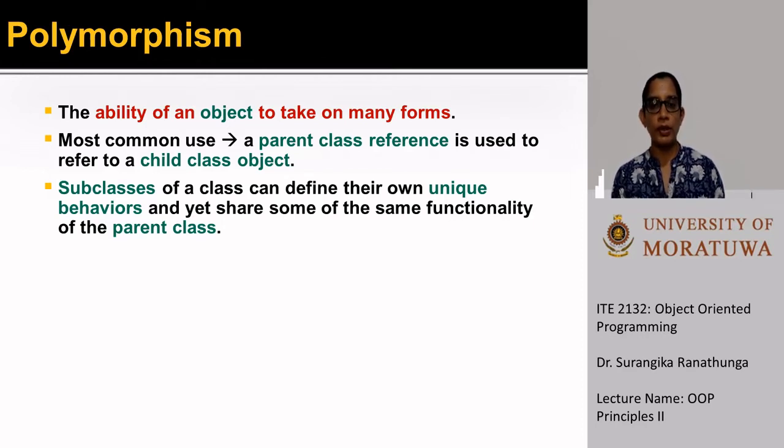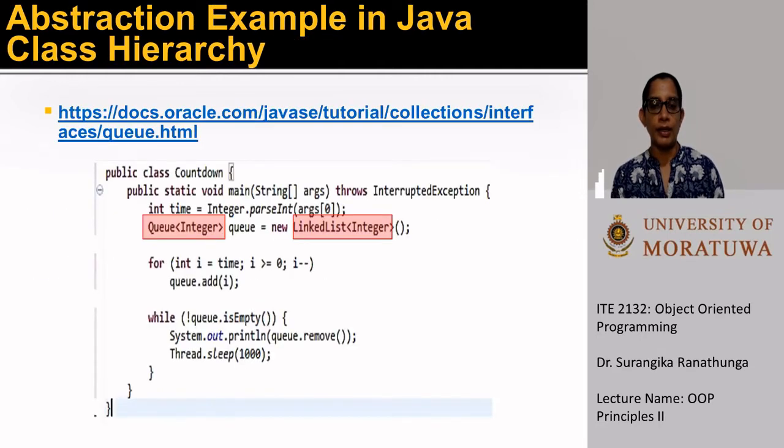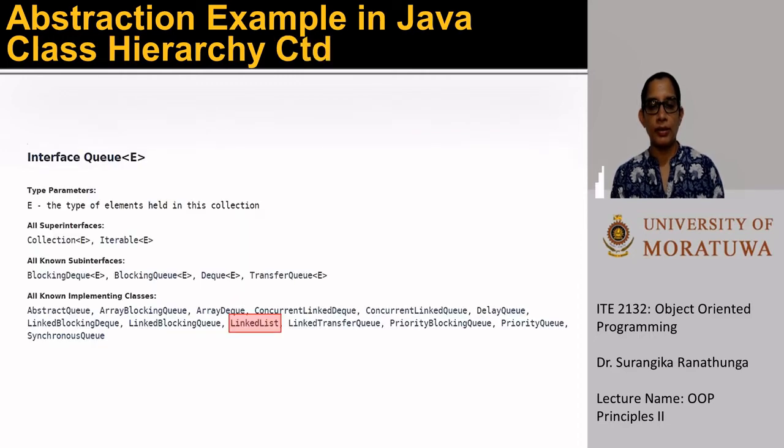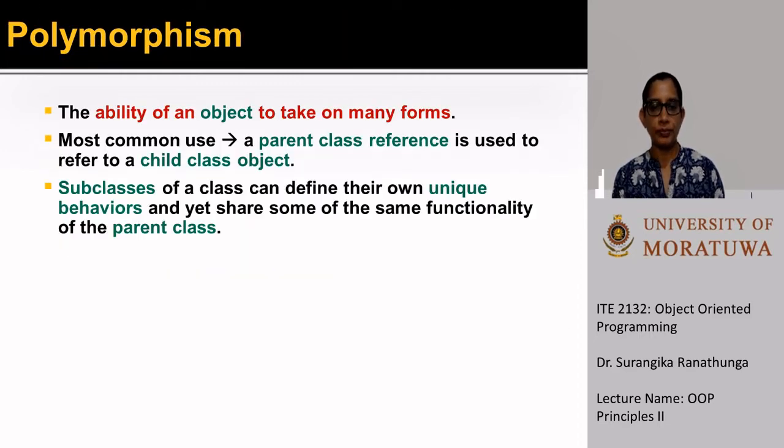So what do we mean by many forms? In this example, a parent class reference has been used to refer to a child class object. When I say a parent class, this can be an interface also. That is exactly what we have done here. The parent class reference, that means the queue reference, has been used to refer to an object of the class that implements this queue interface. This class name is linked list. So this is polymorphism. It is achieved because of the inheritance that exists between subclasses and superclasses, as well as interfaces and classes.